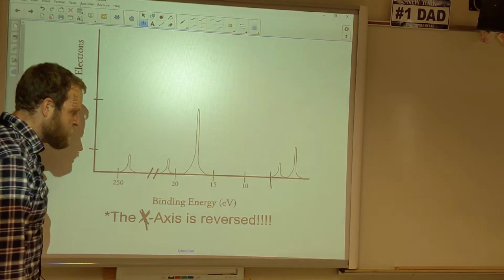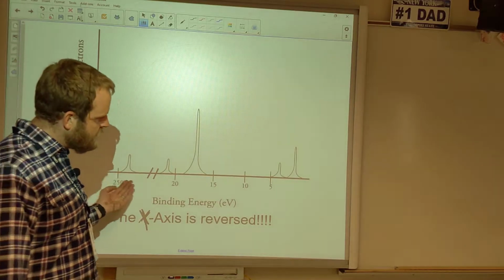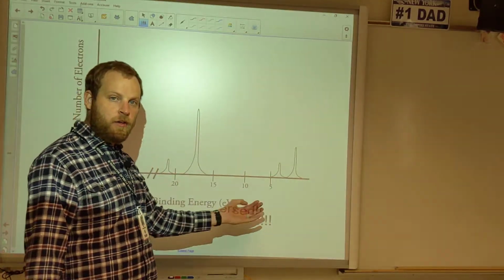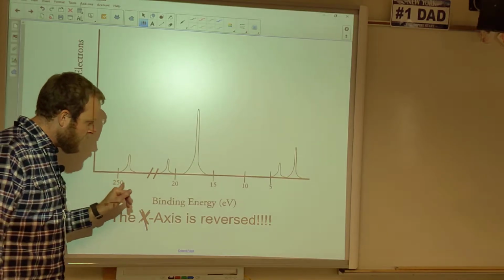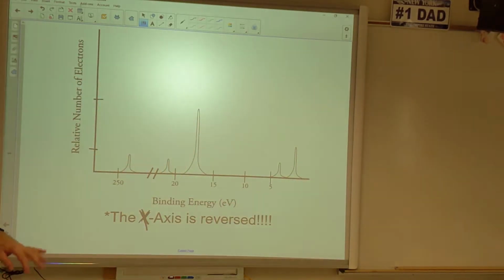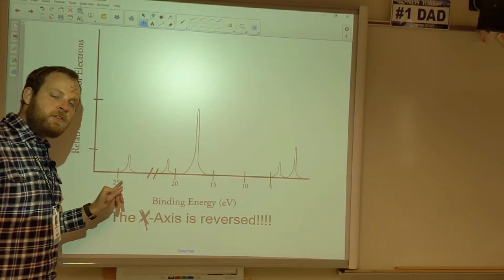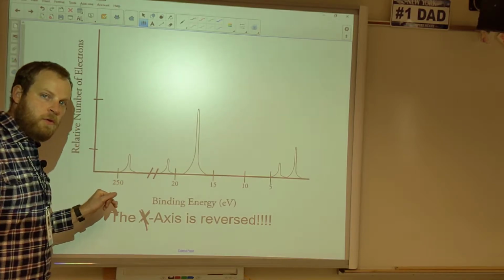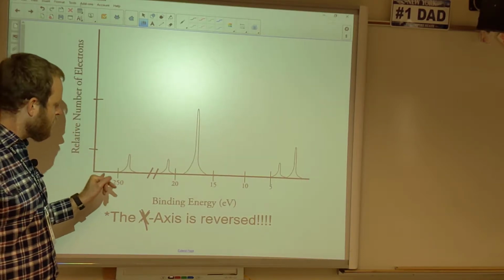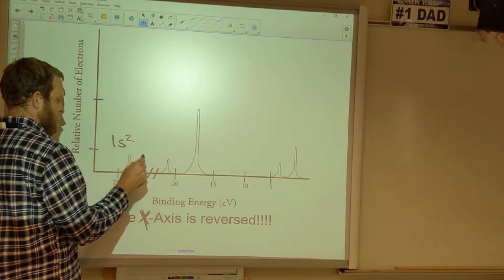So the binding energy, the most binding energy is over here. It starts at 250 and then decreases down to 5. So that's why it's reversed. Usually you have 0 here, and then it increases as you go that way. Not this one, it's backwards. Not sure why. But anyway, this one, 250, has the most binding energy. So this is the most difficult to remove. It takes the most amount of energy to remove this electron, which means it's closest to the nucleus, 1s2.